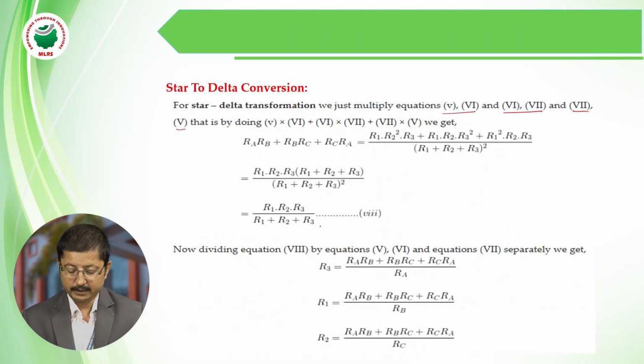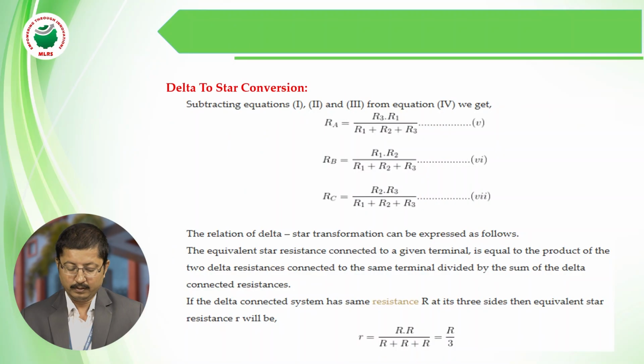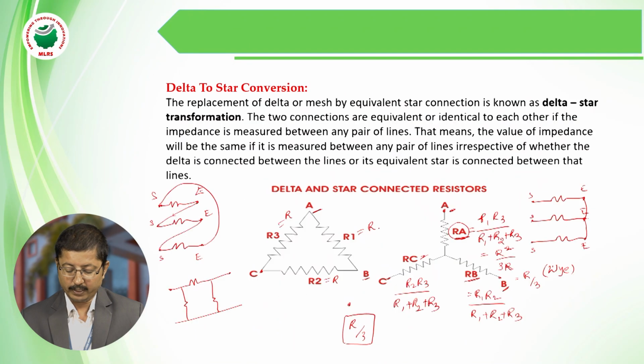After that, we get expression 8 here. If we divide equation 8 by equations 5, 6 and 7, then we get the corresponding delta values of R1, R2 and R3. So coming to the formula, how to remember the formula for conversion from star to delta?